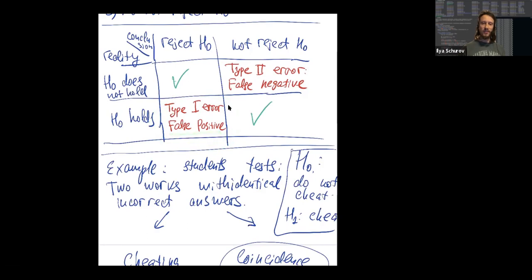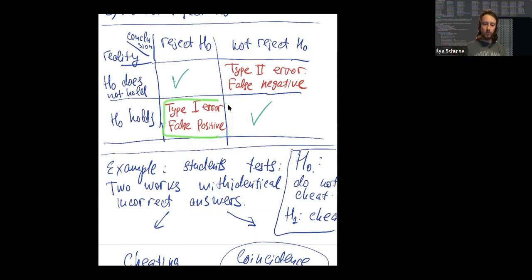You say that there is something unusual, something that we do not expect by default, and you say the default is false. So actually, people are mostly interested in the rejection of the null hypothesis. People are interested to say that something is not compatible with our default vision, and this is why type one errors are usually considered more important.